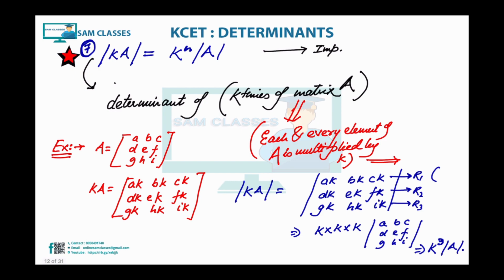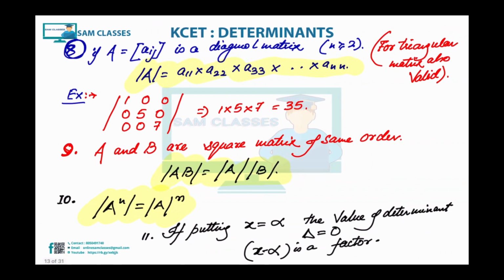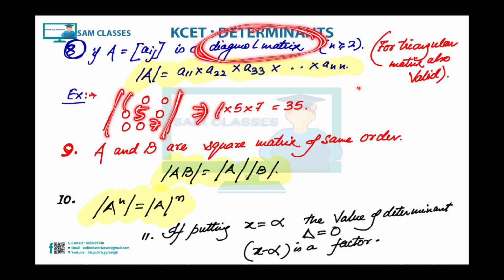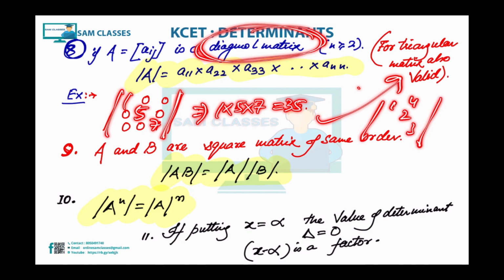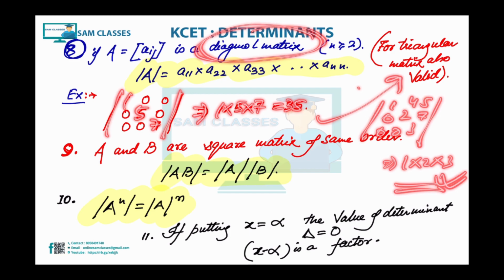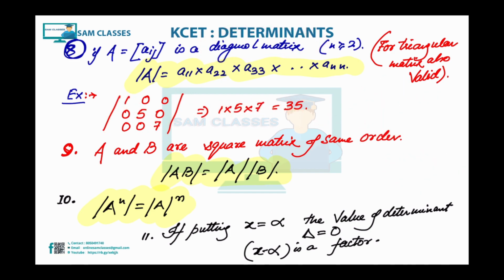Very important property, students. Coming to the next property: if you have a diagonal matrix like this, 1, 5, 7, and they want you to find the determinant, just multiply the diagonal elements, nothing more than that. This same thing is valid for a triangular matrix also, like 1, 2, 3, maybe upper triangular, maybe lower triangular, doesn't matter, with 0, 0, 0. Just multiply 1 into 2 into 3. Clear? No doubts. Let's come to the next part.